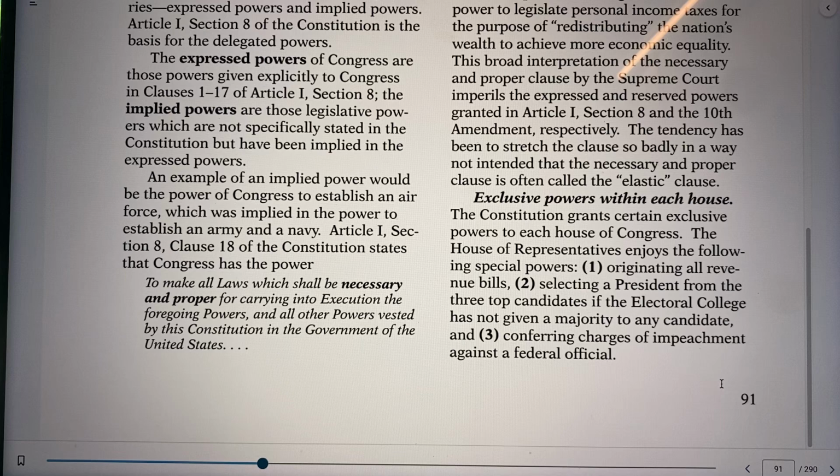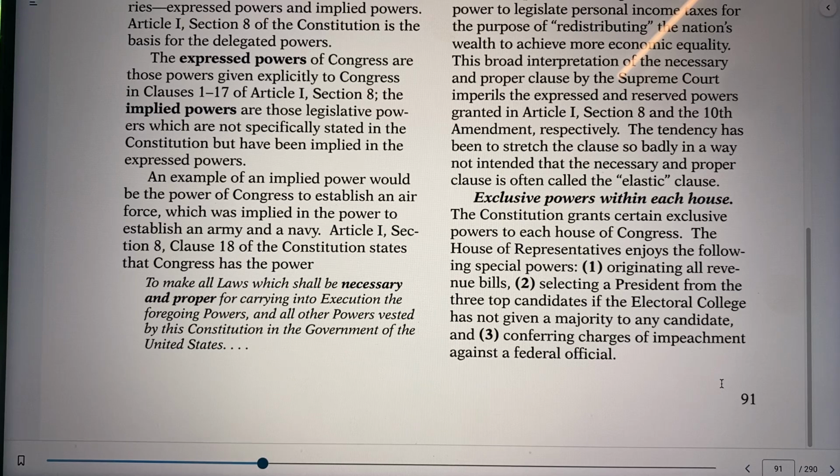First of all, number one, all revenue bills, anything to do with money, has to go through the House of Representatives. Number two, they can select a president from the three top candidates of the Electoral College if there wasn't a majority in the Electoral College. So if there's three top candidates and none of them has a majority, the House of Representatives can pick the President of the United States. That's a big job. And number three, they can confer charges of impeachment against federal officials, including the President, right? So three things they can do.